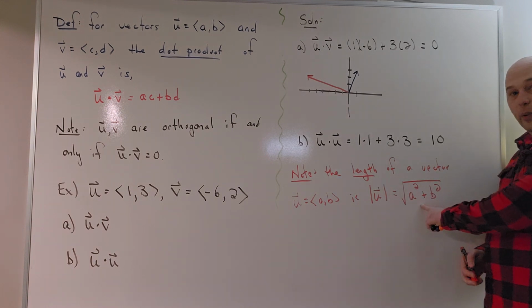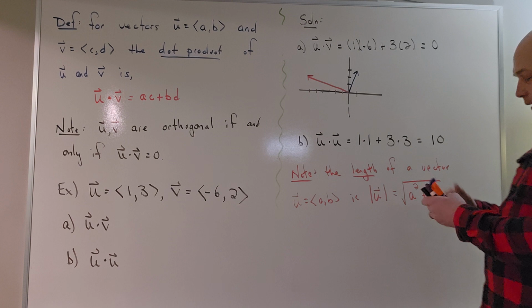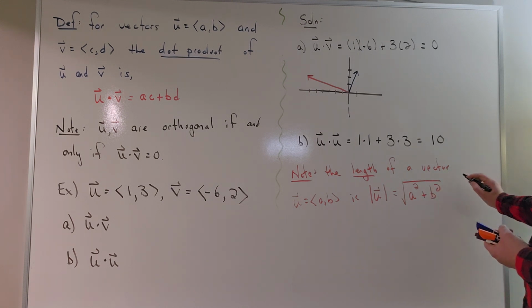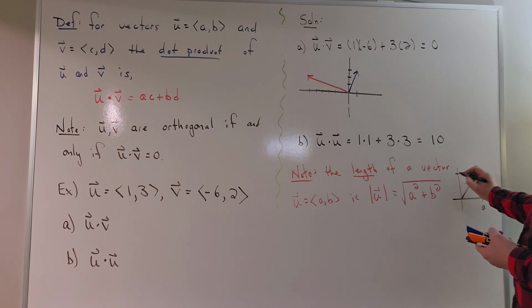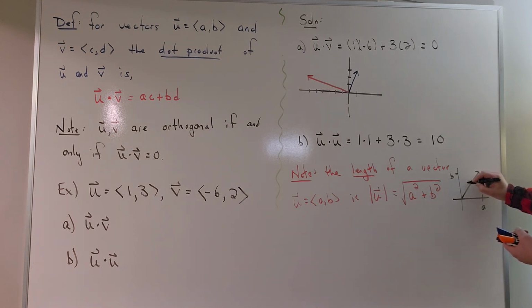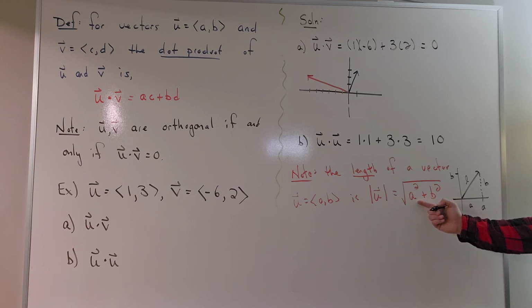Keep in mind, this is nothing more than the distance formula, because if I look at a vector, say, that is here, say this is a, this is b, and I denote the length by the hypotenuse. This side here would have length a, this side here, of course, has length b, and then just the Pythagorean theorem says that the length, the hypotenuse, would be the square root of the sum of the squares. So that's all this is saying, that's the length of that vector, interpreted as a hypotenuse.